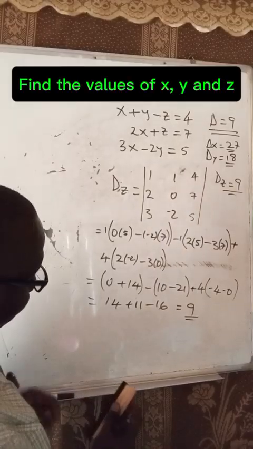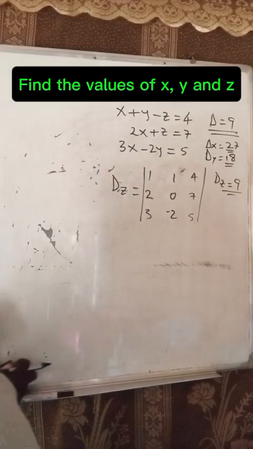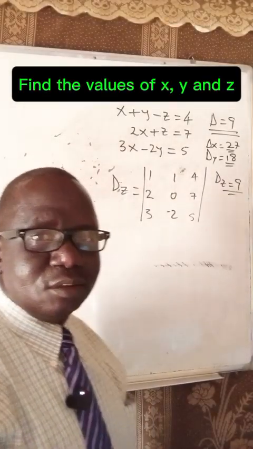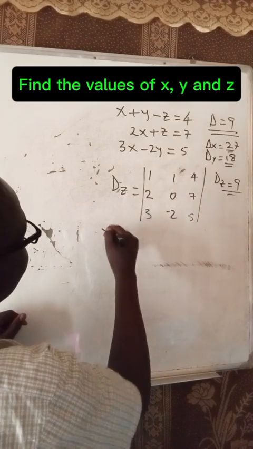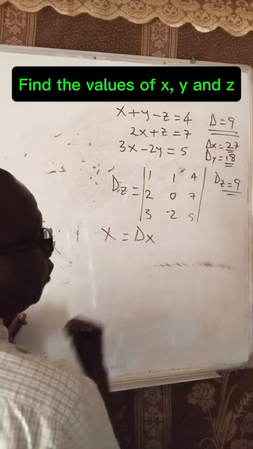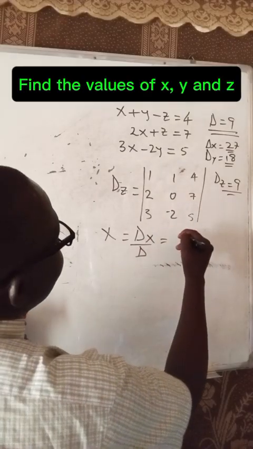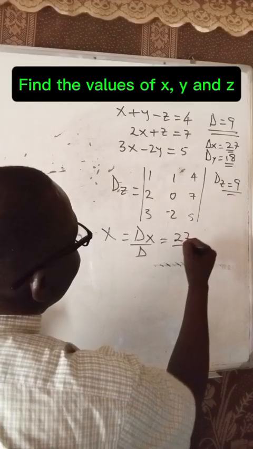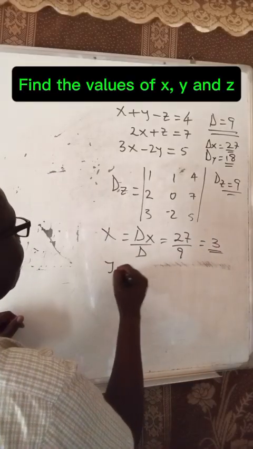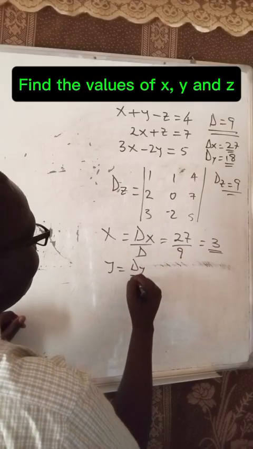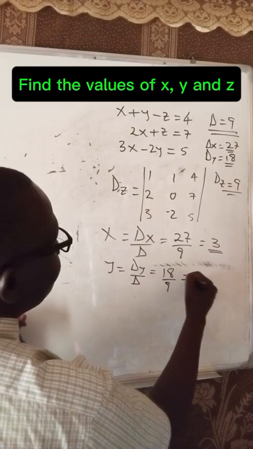Now let us find the values of x, y, and z. To find the values of x, y, and z, we said x is equal to the x numerator determinant divided by the determinant. And this is equal to 27 divided by 9, which is equal to 3. Y is equal to the y numerator determinant divided by the determinant. This is equal to 18 divided by 9, which is equal to 2.